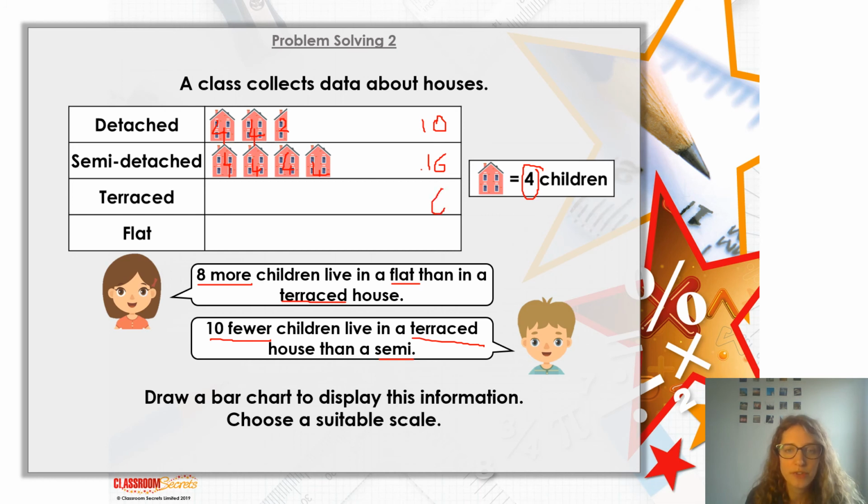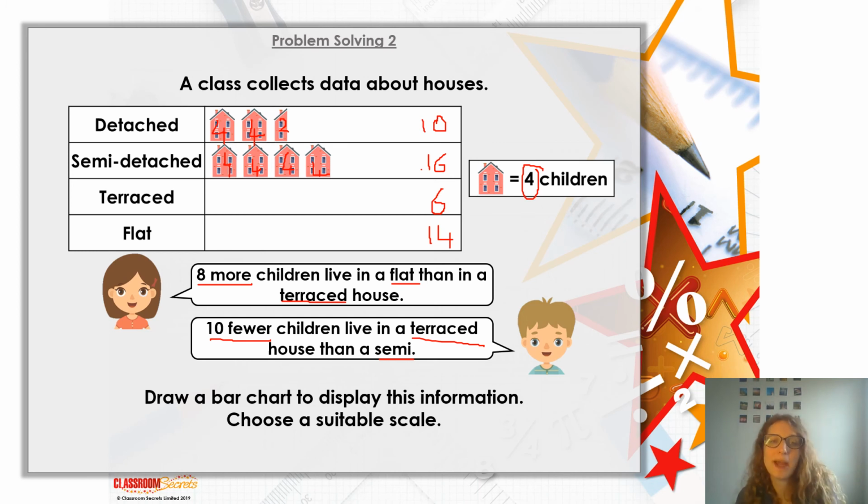Good, so you should have got to 6 for that one. Remember, you can pause at any point if you're working them out. Okay, so now we can work out what 8 more would be. So 8 more children live in a flat than in a terrace. So we need 6 add 8, okay, which would take us to 14.